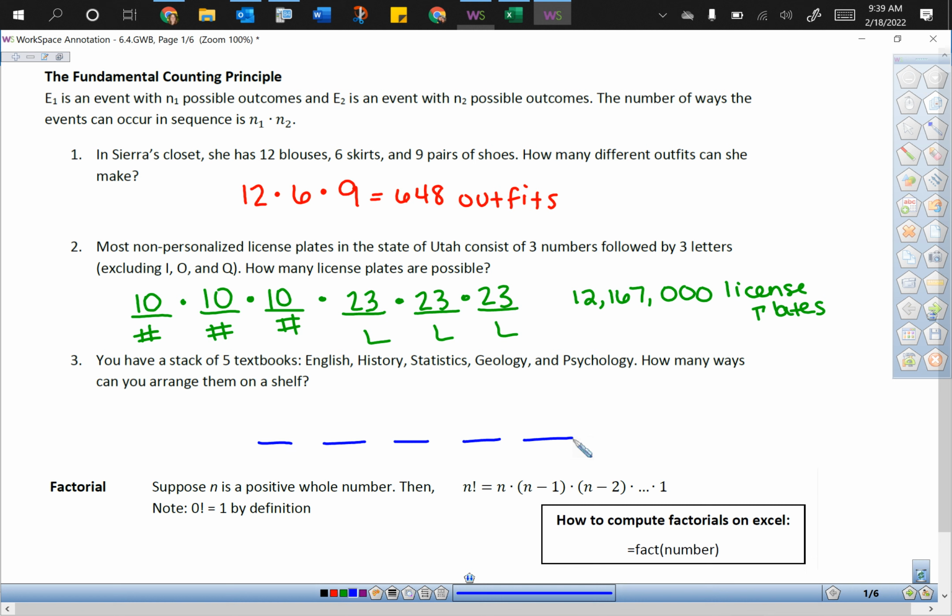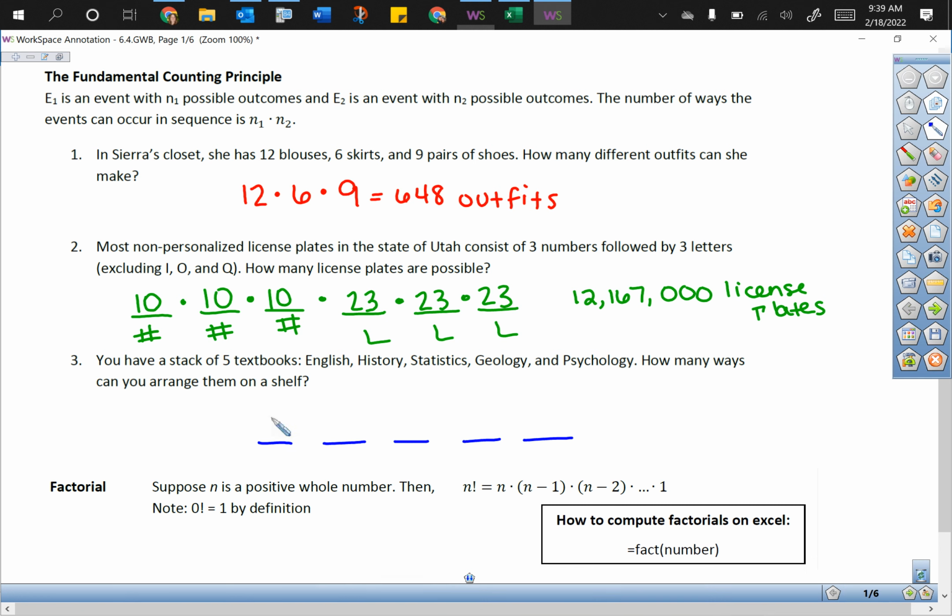So how many options do you have for that first slot? 5. You can put history first, you can put English first, statistics, geology, or psychology. You have 5 options. Now, let's say I choose that I want to put statistics first because it's clearly the most important. How many options do I have? I should put the 5 on the line.